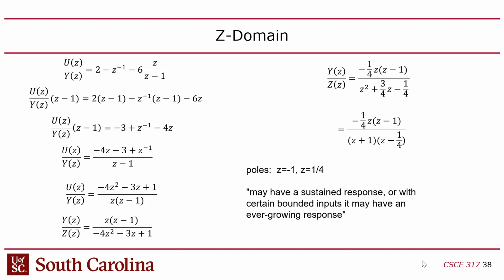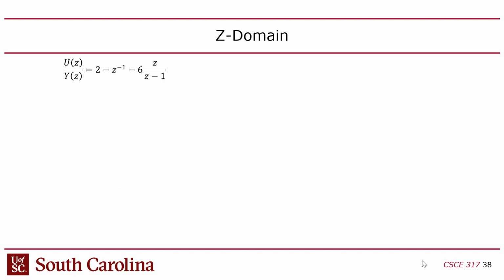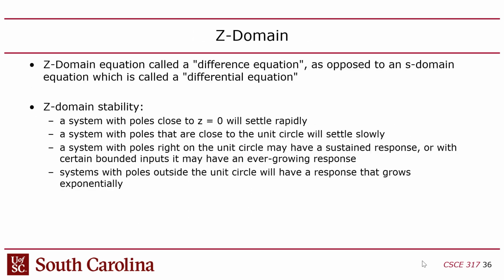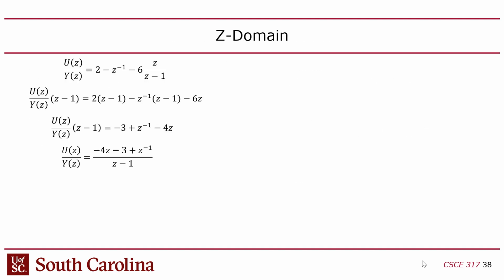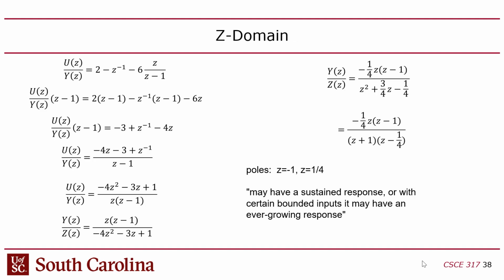So what does that mean? If you go back to the previous slide and interpret what that means, this is on the unit circle, or close to it, right? A system with poles right on the unit circle may have a sustained response, or with certain bounded inputs, it may have an ever-growing response.